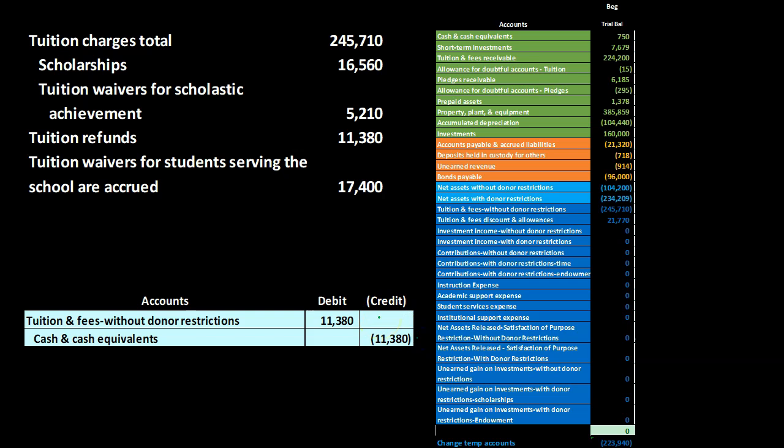Now, this is a little bit unusual for the private college, because we're not going to make another account as you might think of what we would do in a not-for-profit organization. We're actually going to reduce the tuition. In other words, note that at some point in time, this tuition account, the 245,710, was increased by the tuition that we are now refunding, therefore overstated. So we're now decreasing it. It has a credit balance, therefore we are decreasing it to make it go back down at this point in time.